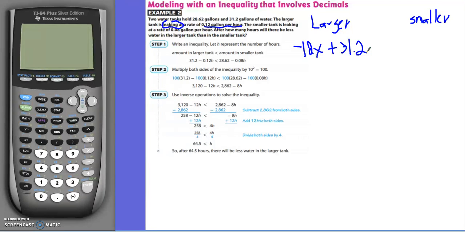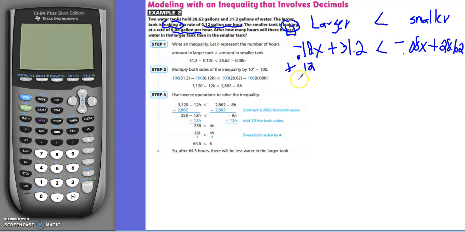All right, and then we also have the smaller tank is leaking at a rate of 8 hundredths per hour. So that's going to be 8 hundredths per hour. And we start off with 28.62. After how many hours will there be less water in the larger tank than the smaller tank? So less in the larger tank. Oops, this is supposed to be 12 hundredths x because it was leaking at a rate of 12 hundredths.